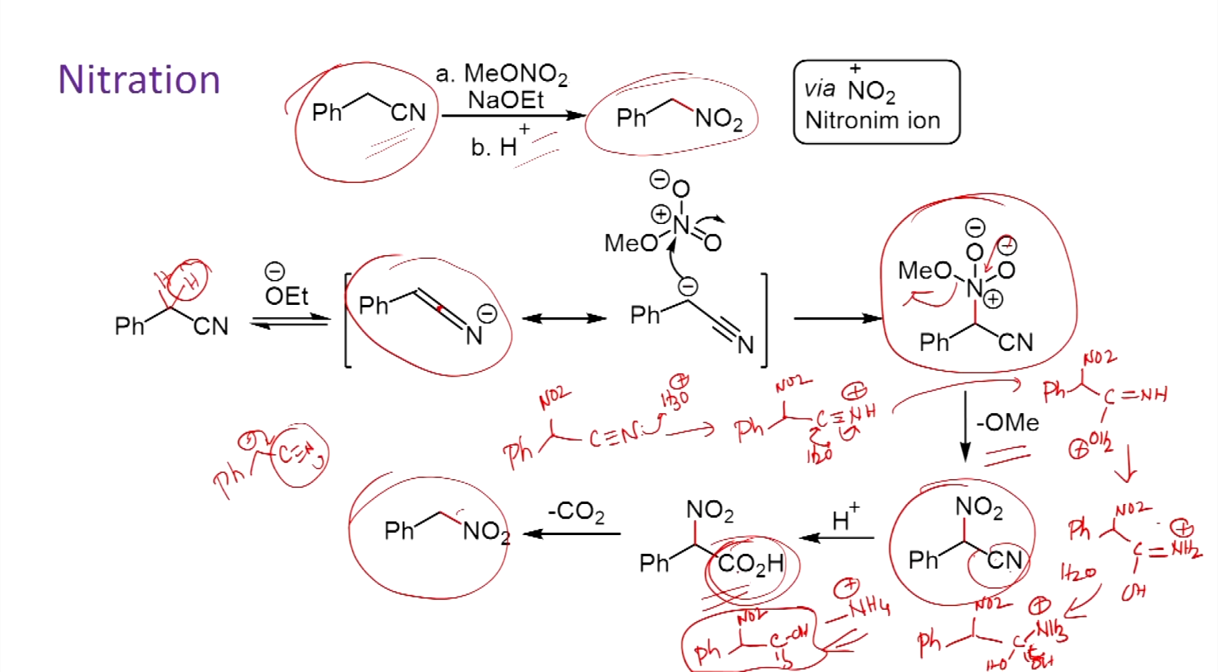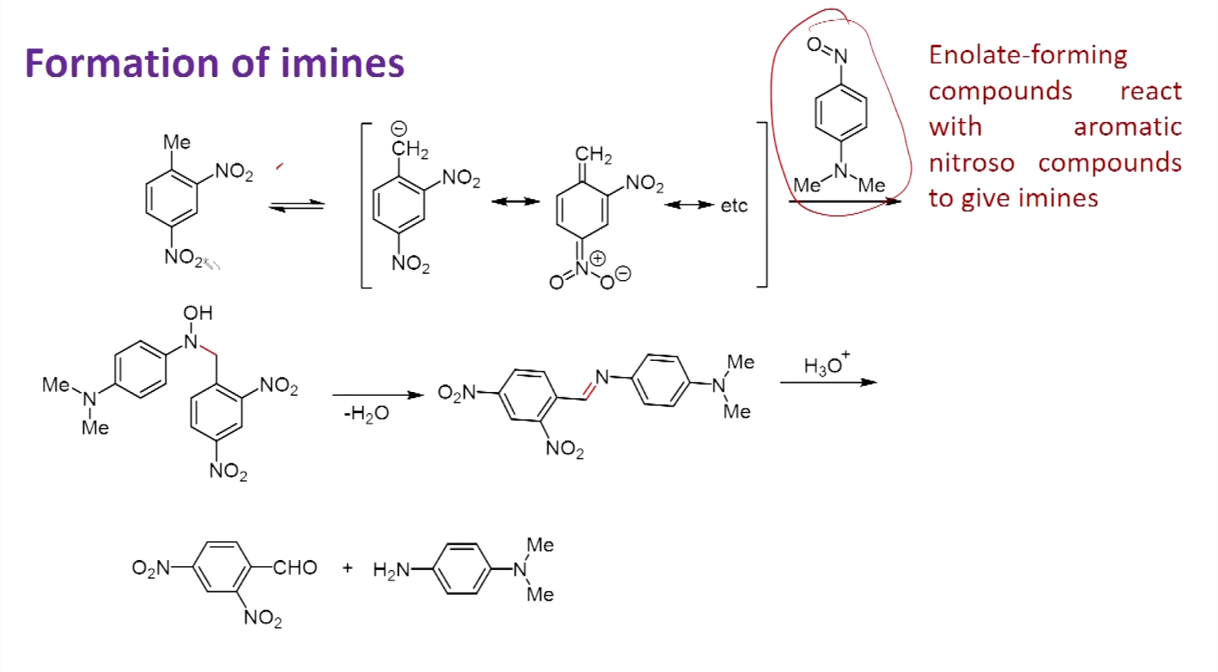Once you have the carboxylic acid, as we have already seen, when you heat it, since you have the electron withdrawing nitro group, it can be readily converted into the corresponding nitro compound by decarboxylation. When you heat it, it can lose carbon dioxide to give this benzyl nitro derivative as the product. Here the reaction of 2,4-dinitrotoluene with this substrate is shown.